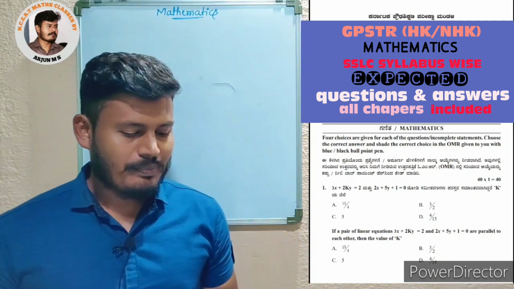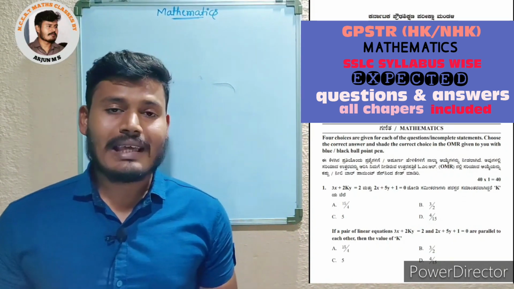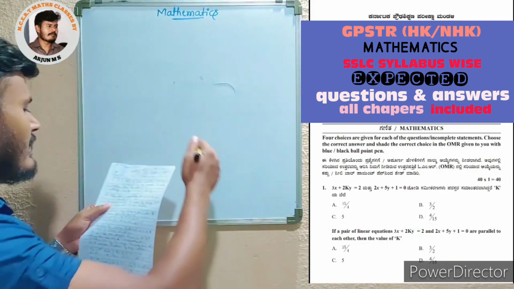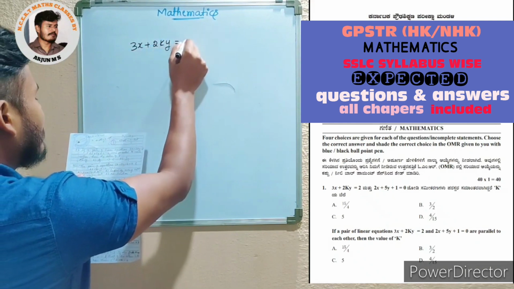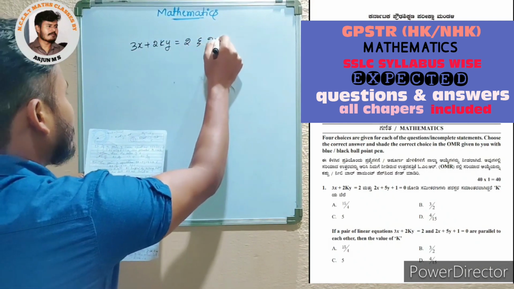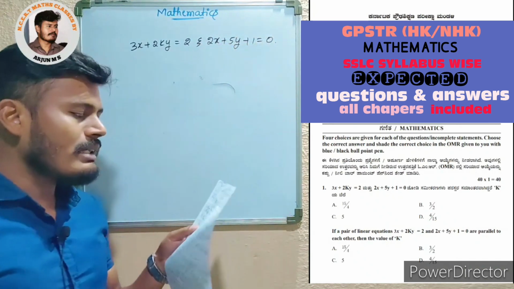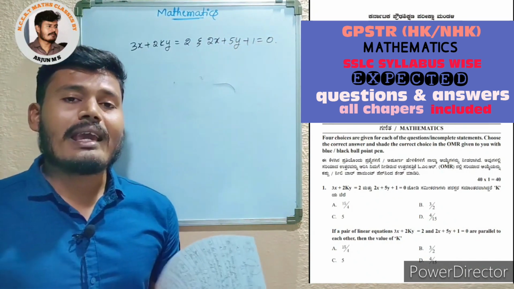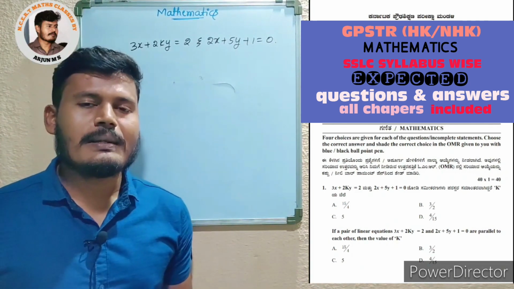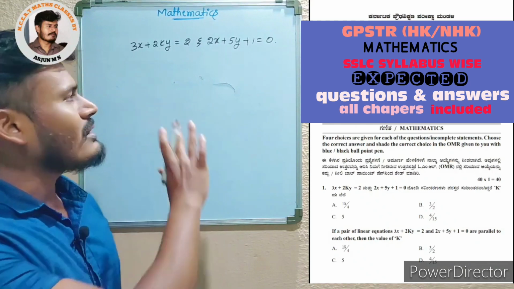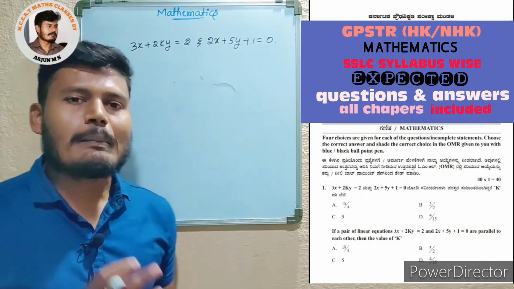Moving on, first question. If a pair of linear equations 3x plus 2ky is equal to 2 and 2x plus 5y plus 1 is equal to 0 are parallel to each other, then the value of k is, we have to find out the value of k in the first question, right? They are given the nature of these two linear equations. They are given these two linear equations are parallel.